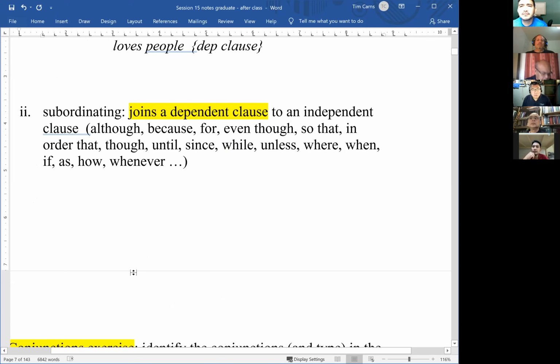So last week, I just want to continue in what we were doing before, which is we were looking at some examples. All right, so what I want to do here is just have you identify the conjunctions within the sentence.